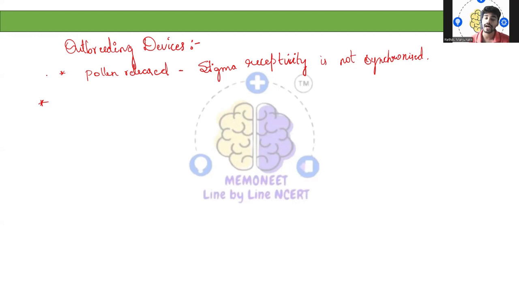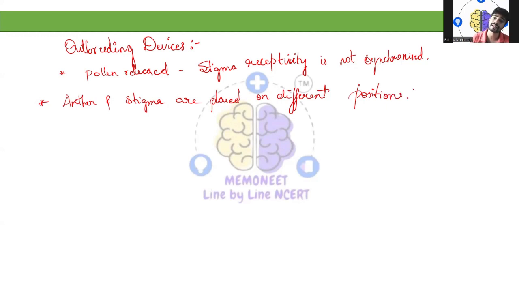This is one point. The other thing is that the anther and stigma are placed on different positions. So in that way also, self pollination will be controlled. The second one is prevention of autogamy.